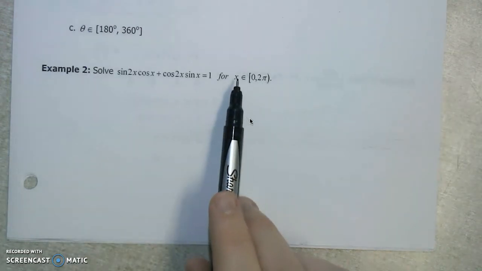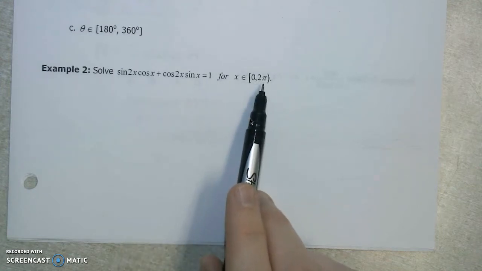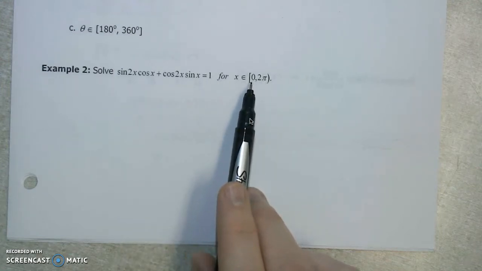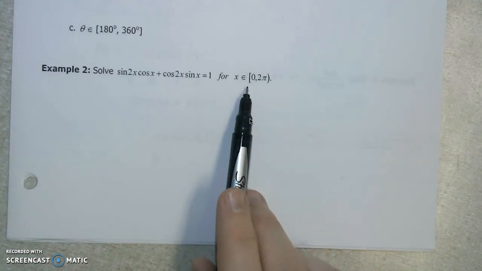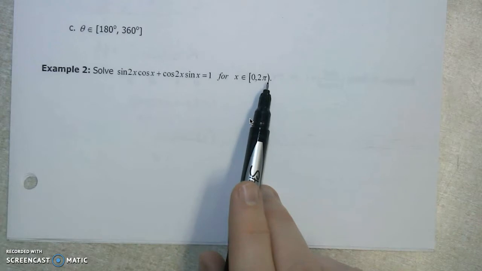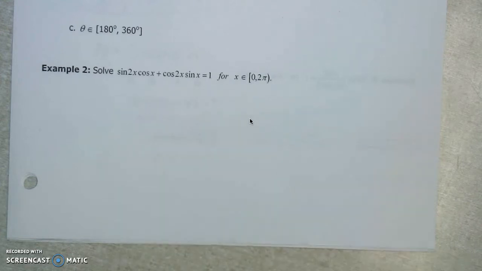And here they want us to find all the x values that work in this equation that are between 0 and 2 pi. Including 0, but not including 2 pi. The bracket tells me that if I get 0 as an answer, it'll be included. If I get 2 pi as an answer, it won't be included because of the parentheses. And then anything between them is included.